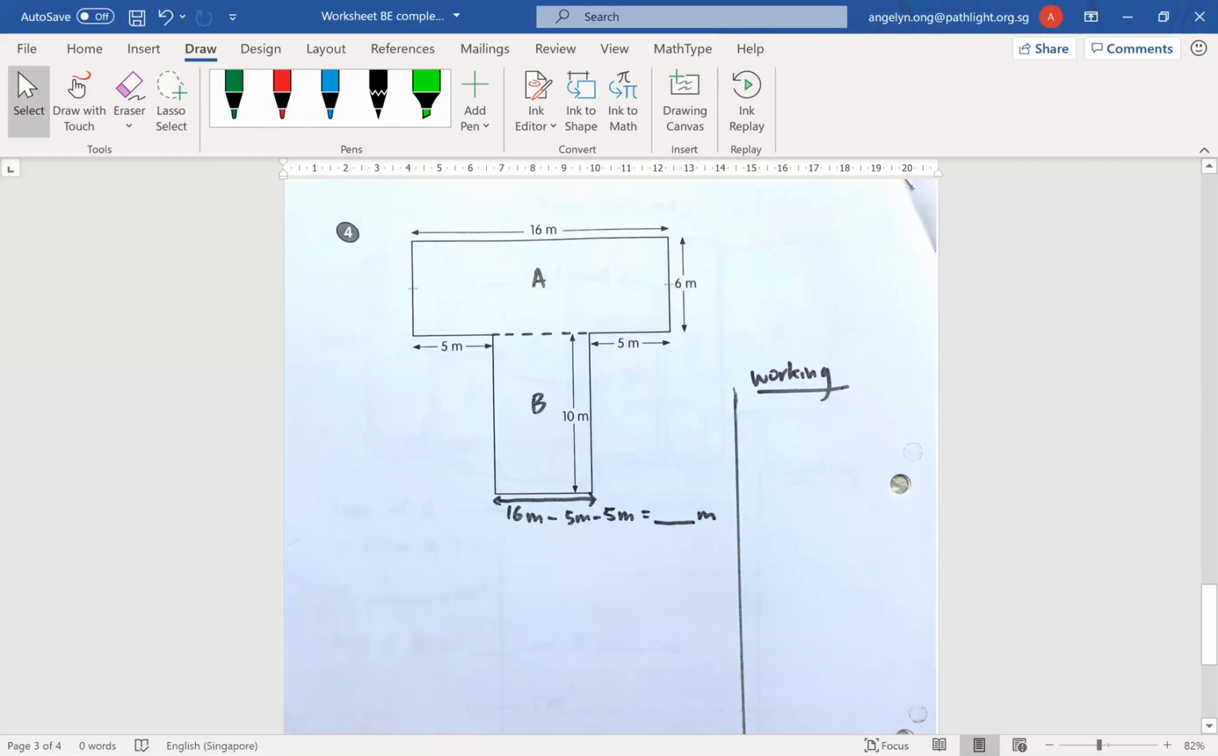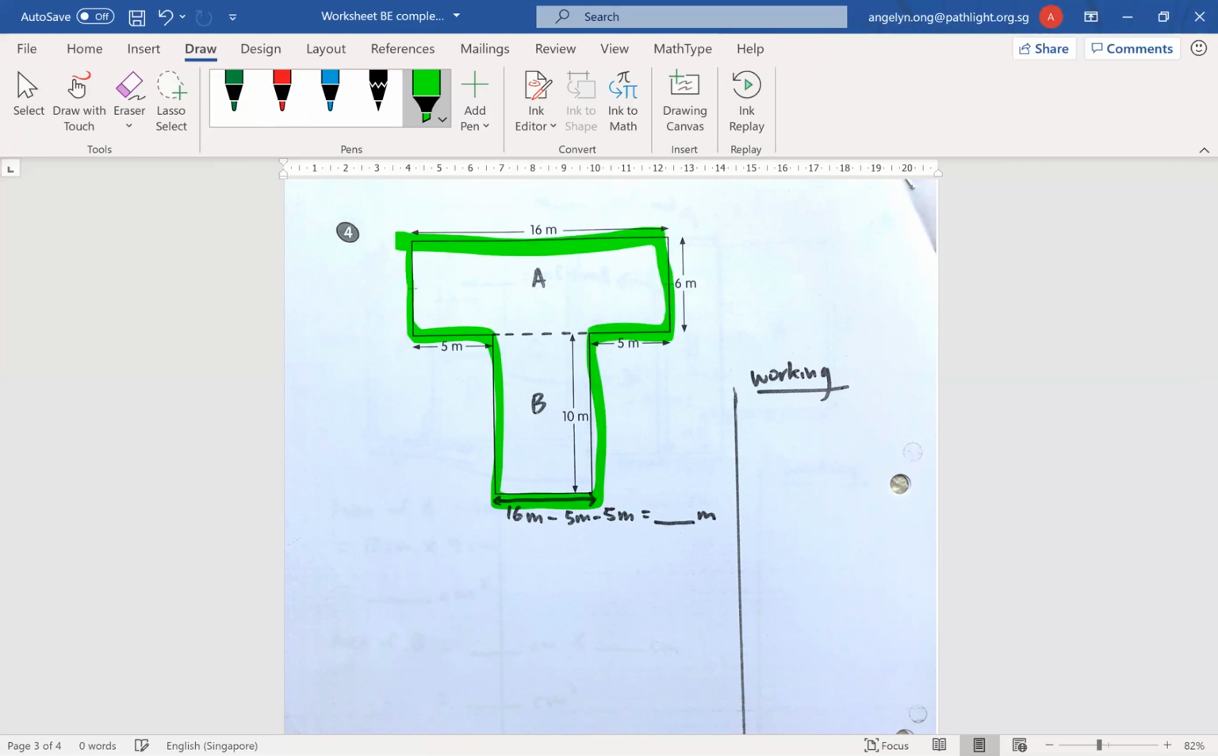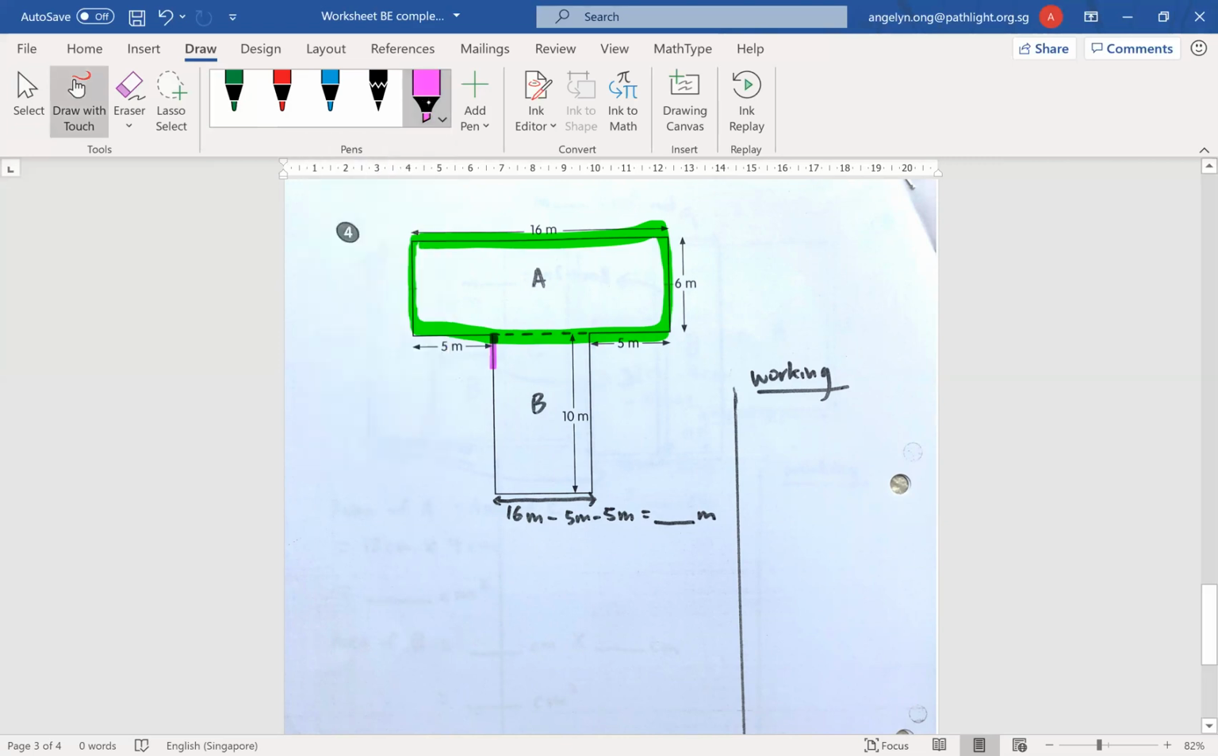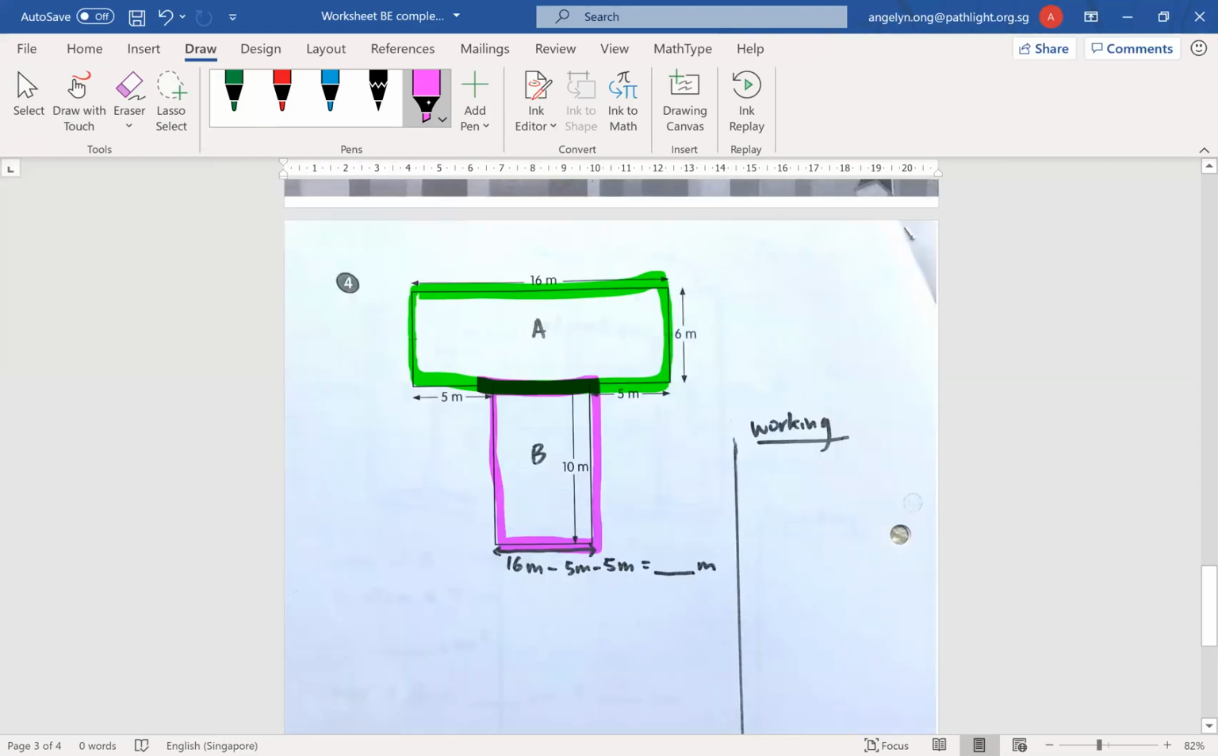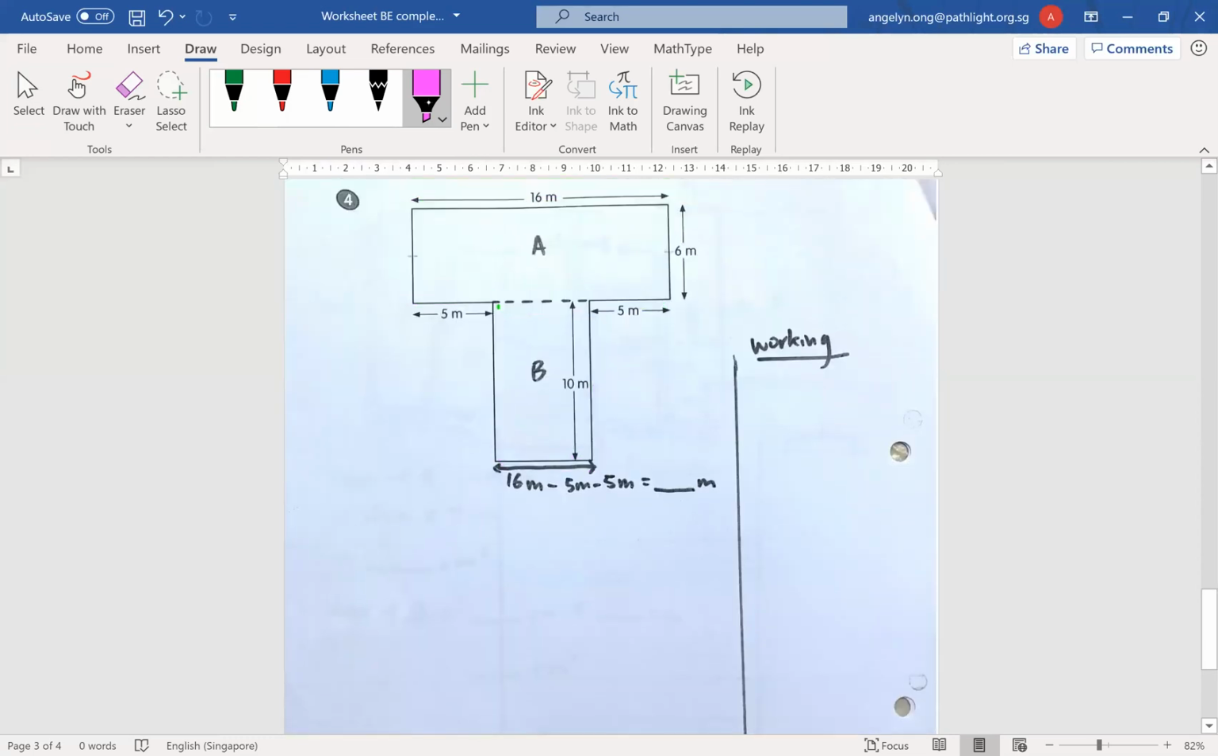Okay. And then let's move on to the last question, question 4. Okay, this actually looks like a letter T. Can you see the letter T? Okay, so this composite figure is split into two parts. We have rectangle A and another rectangle B here. Okay. So now before we start, step 1 is always to find the unknown sides.